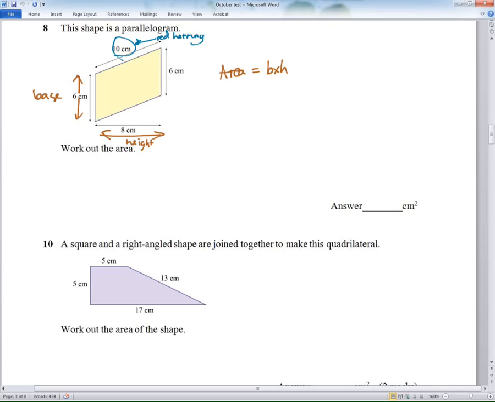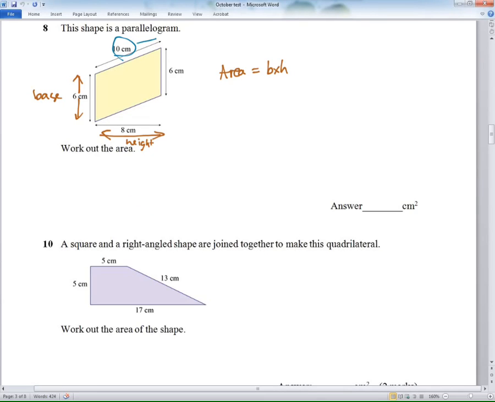Since we know the base and the height, and we know that the area of a parallelogram is base times height, we just get 6 times 8, which is 48. If you're not sure why it's base times height, you should look at the notes in your exercise book or in your textbook. I won't go through that in this video.